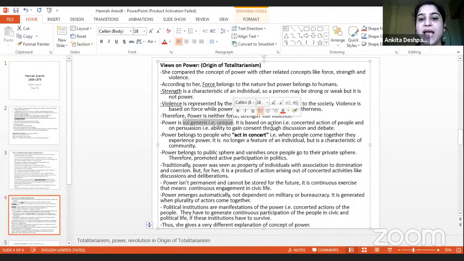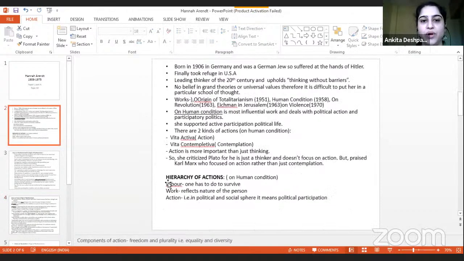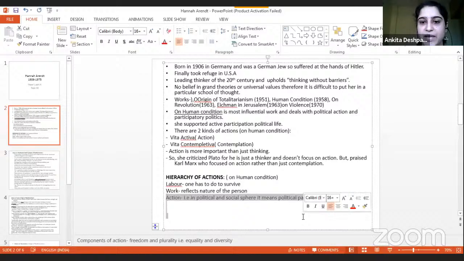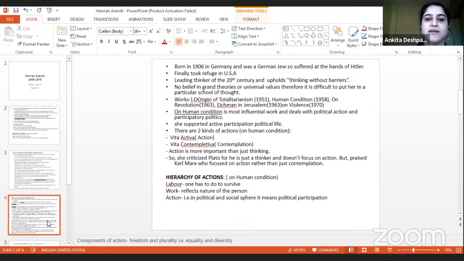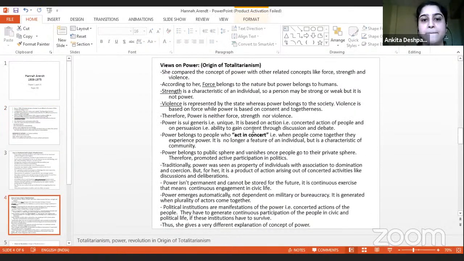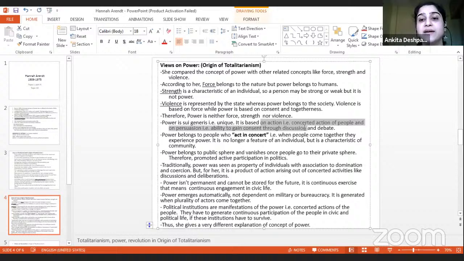So she's saying power is sui generis, meaning power is unique. It is based on action. See, I told you hierarchy of action. Action is nothing but political participation. Same thing she's talking about here. What is power? Power, she says, is sui generis. It is unique. It is based on action, concerted action, meaning cohesive action, togetherness of people, and it is based on persuasion, the ability to gain consent through discussion and debate.